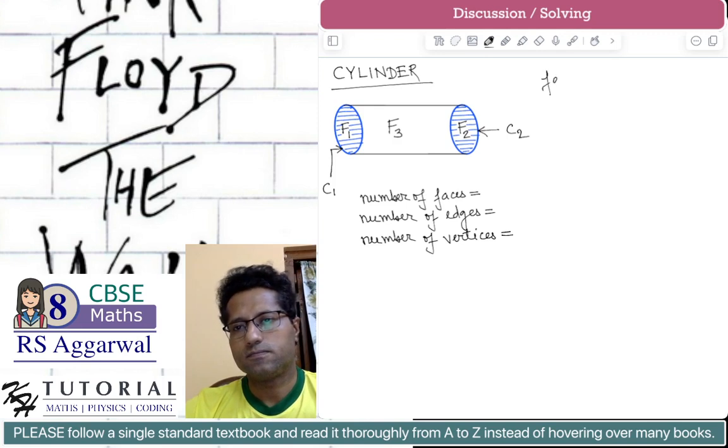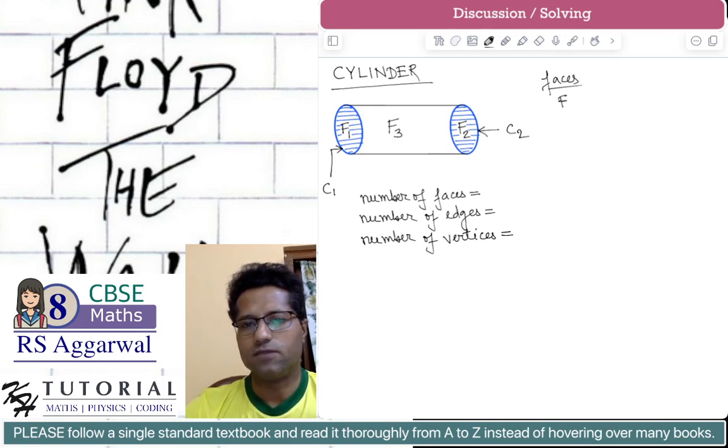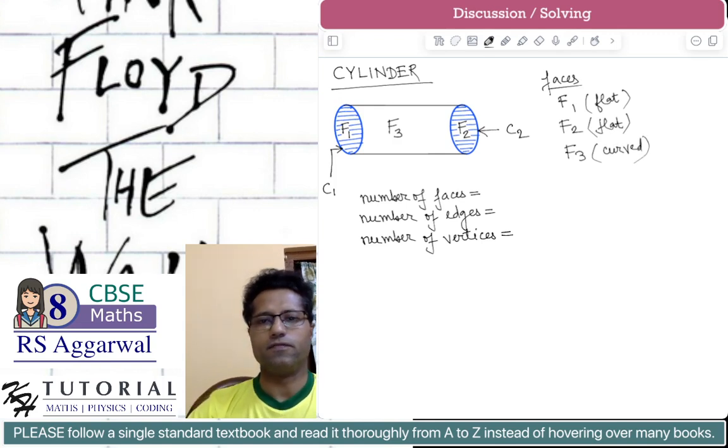So what do we have? Faces. F1 is a flat face. F2 is also a flat face, and the face F3 is a curved face.